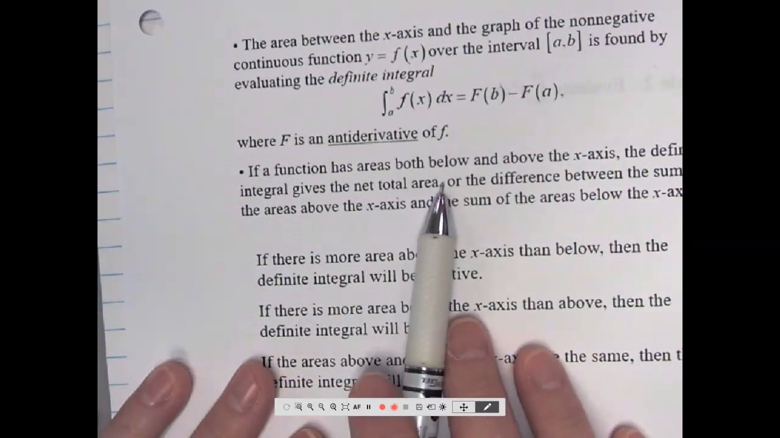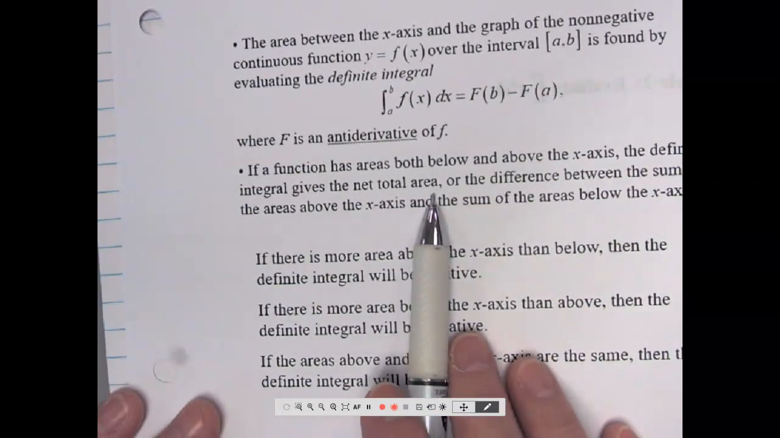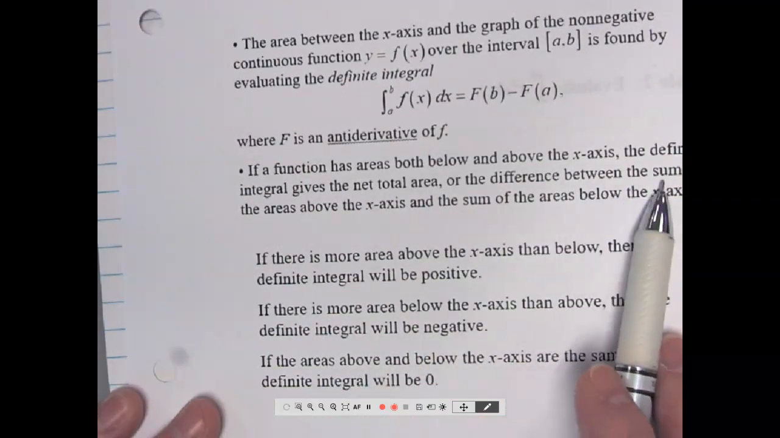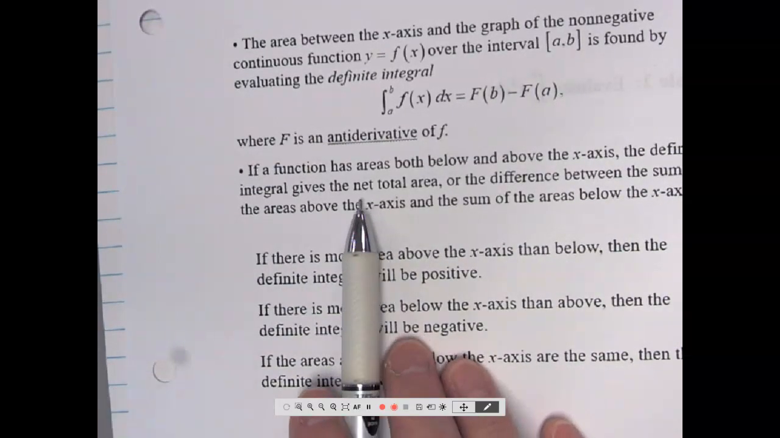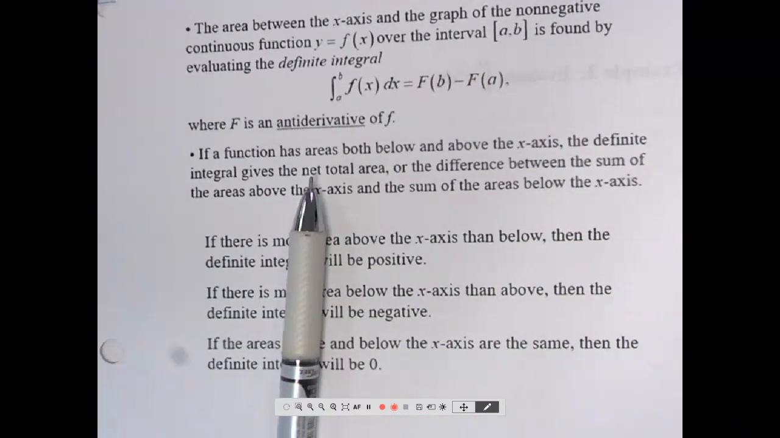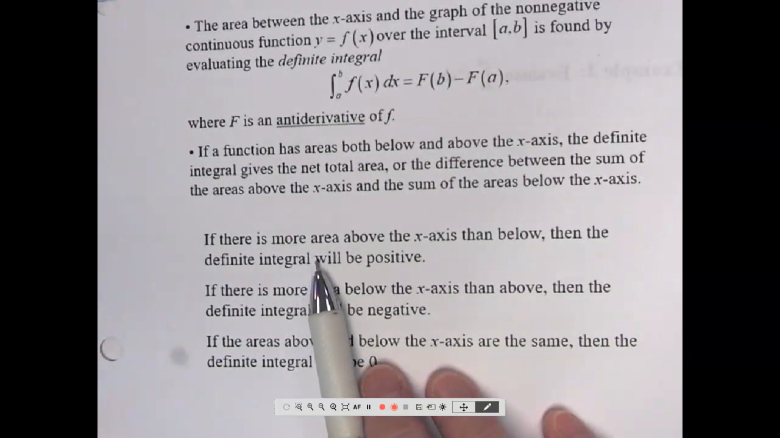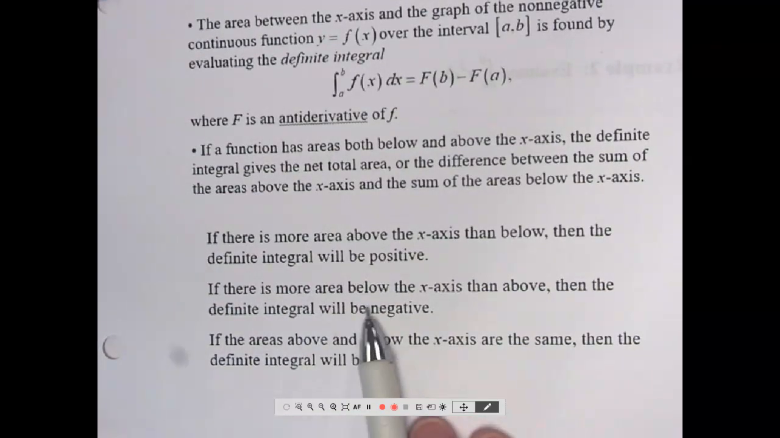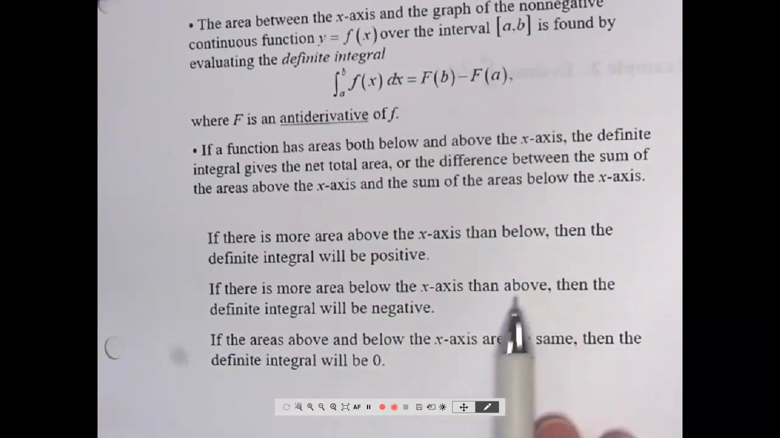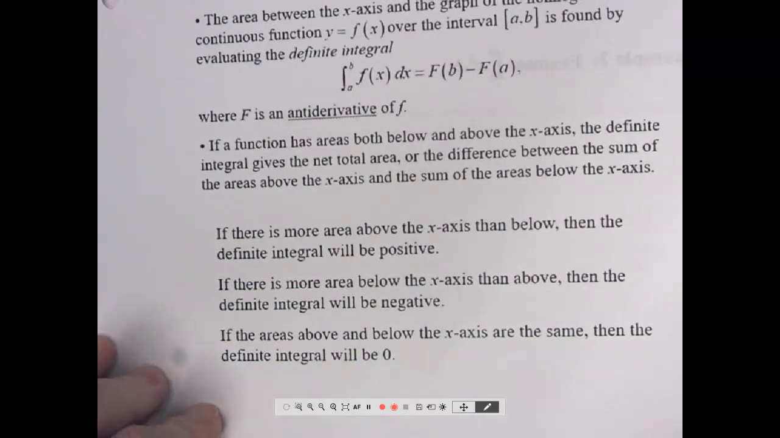If a function has areas both below and above the x-axis, the definite integral gives the net total area, or the difference between the sum of the areas above the x-axis and the sum of the areas below the x-axis. What does a net total mean? Yeah, like if you have positives and negatives, then you add them together. Okay? If there is more area above the x-axis than below, then the definite integral will be positive. If there is more area below the x-axis, then the definite integral will be negative. If the areas above and below are the same, then the definite integral will be 0.